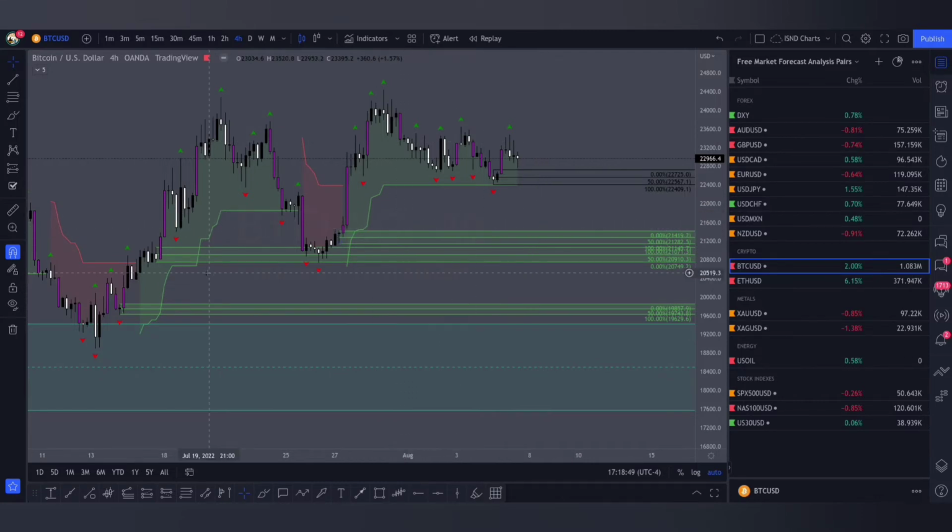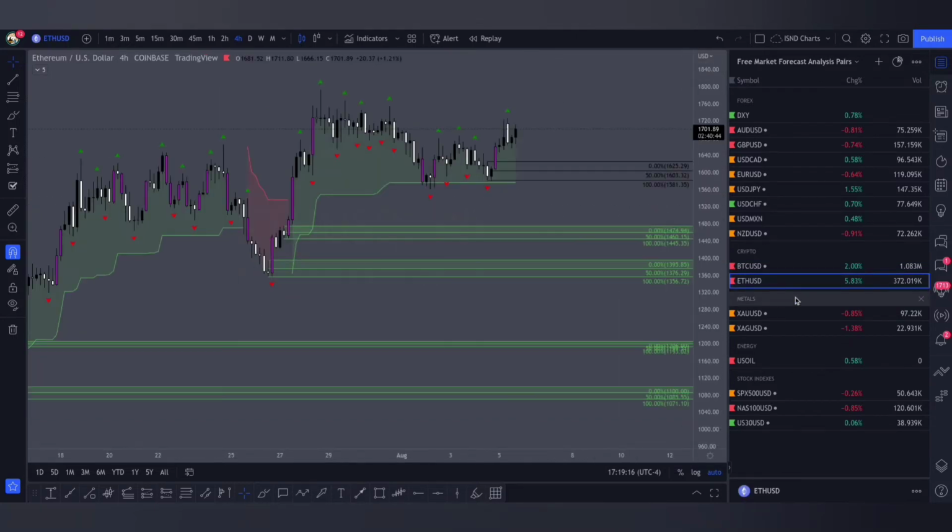But again, we do have an unmitigated 4-hour demand here, so price could come into here and we could see this trade to the upside, as well as come down into this unmitigated 4-hour demand and trade to the upside. But again, from the onset, I'm just looking for this demand here to be taken out and looking to take a trade off of the 4-hour supply that took out that demand.